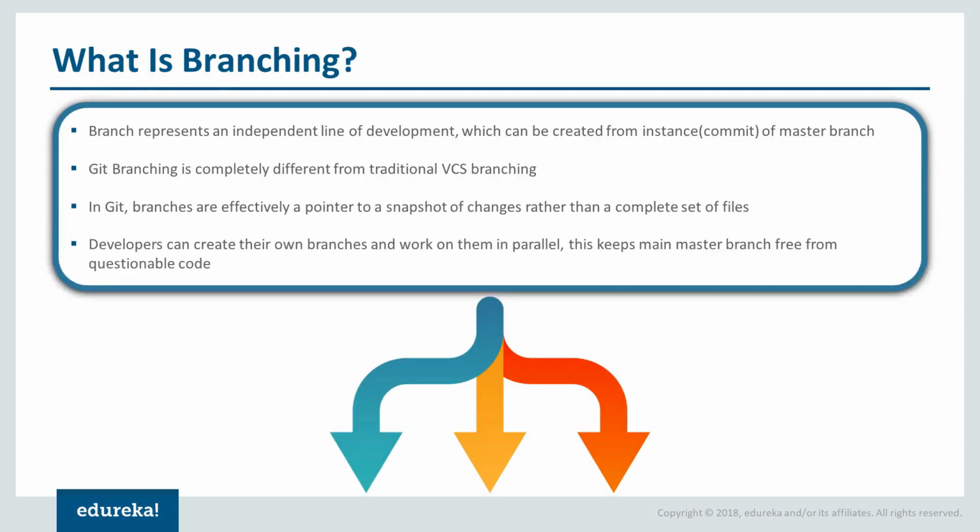So what is branching? Nearly every VCS has some form of branching support. Branching means you diverge from the main line of development and continue to do work without messing with that main line. In many VCS tools, this is a somewhat expensive process, often requiring you to create a new copy of your source code directory, which can take a long time for large projects.